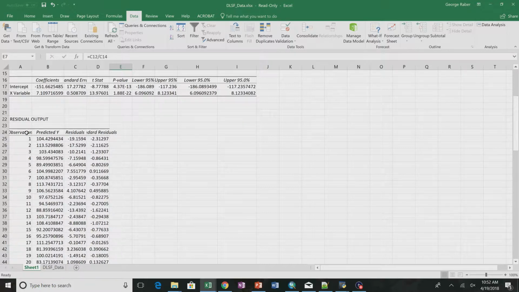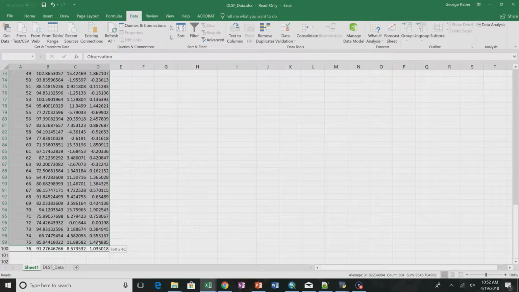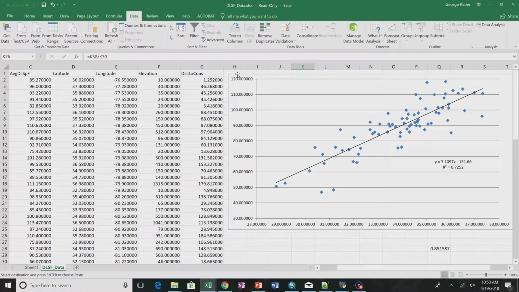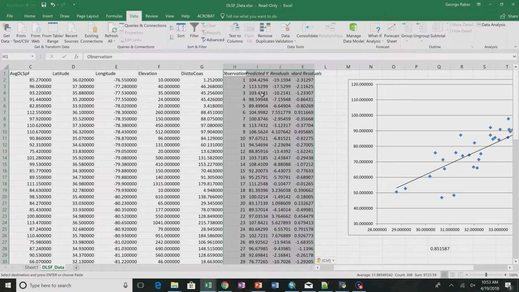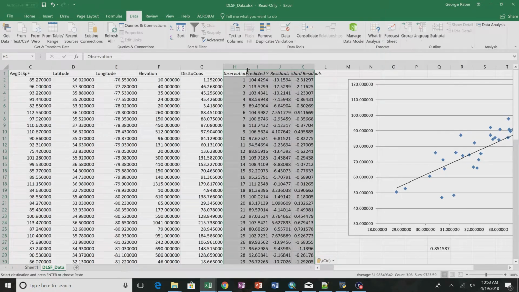So another way, let's see if I can just take this part of it. Control C and put it back into the other table. I'm gonna have to move this over though. Okay. Let's make sure that the observation numbers are the same. Yep, they are. So that's why I don't need this anymore.